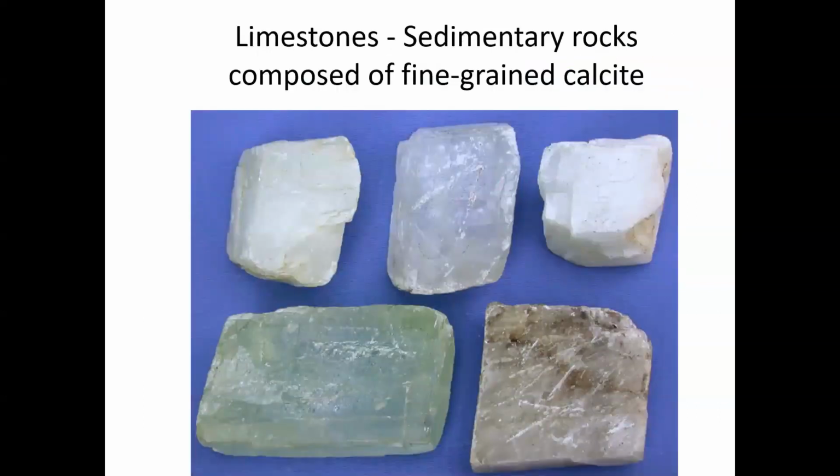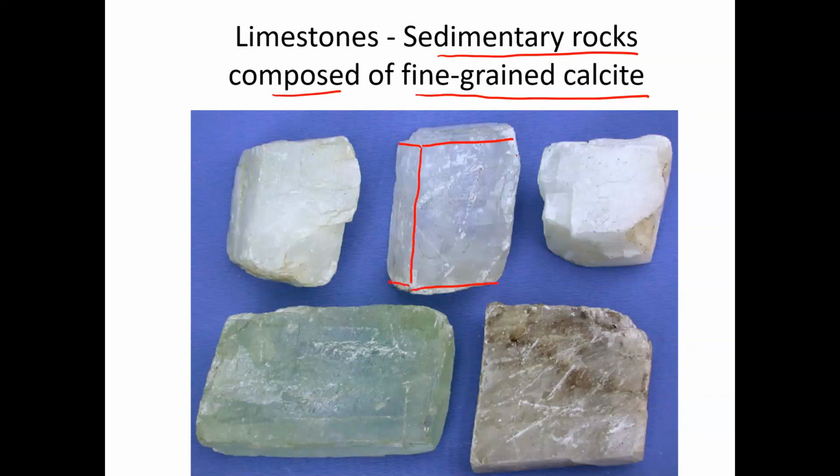So, as we've said, limestones are sedimentary rocks composed of fine-grained calcite. You're not usually going to look at a limestone and see these nice rhombohedral shapes with the three nice cleavage faces that don't meet at quite 90 degrees, like we talked about. So you won't necessarily see that, but you will see that if you put some acid on these rocks, they will fizz. So it's a good way to diagnose when you have a limestone.